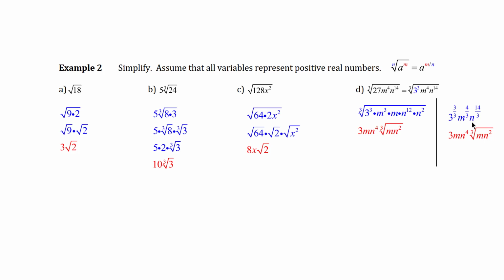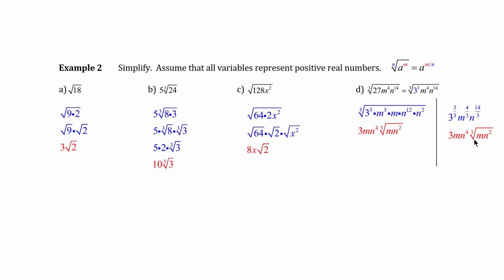Next, we have n to the 14 over 3 power. This is the same thing as just taking the cube root of n to the 14th power. We just divide the exponent of 14 by the index of 3. 3 goes evenly into 14 4 times. So we have n to the 4th power on the outside of the radical. And the remainder is 2.